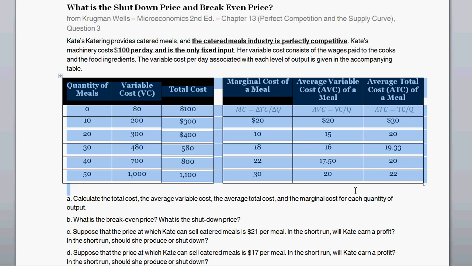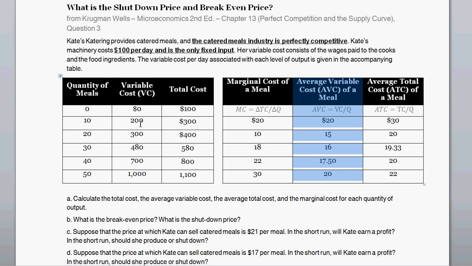With average variable cost, it's just literally what is the variable cost given the number of units produced. So, let's say the company's making 10 dishes, right? With the variable cost of 20, that means the portion of the cost of a dish that this restaurant, this catering company, has sold, that's variable cost, is 20. The average total cost is a little bit easier to understand.